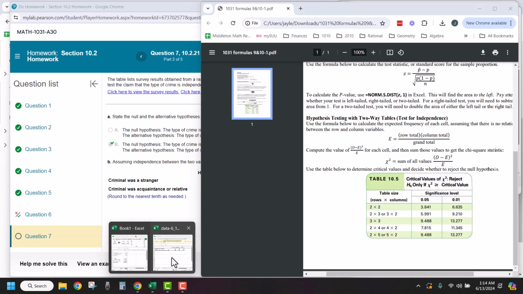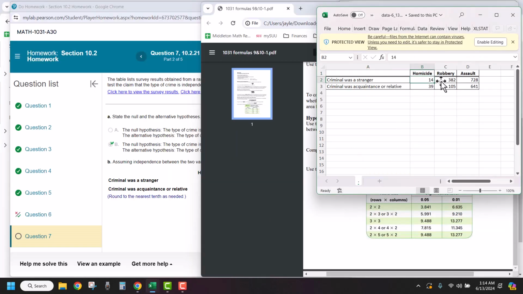So if we look at this data here, we just have the individual measurements. Like this tells us that 14 of the crimes were homicides where the criminal was a stranger to the victim. 382 robberies were where the criminal was a stranger, and so on. So in order to have the row and column totals, we need to actually calculate those out.